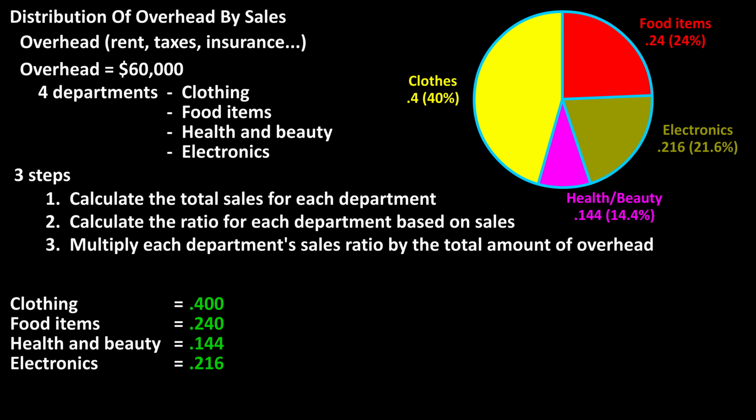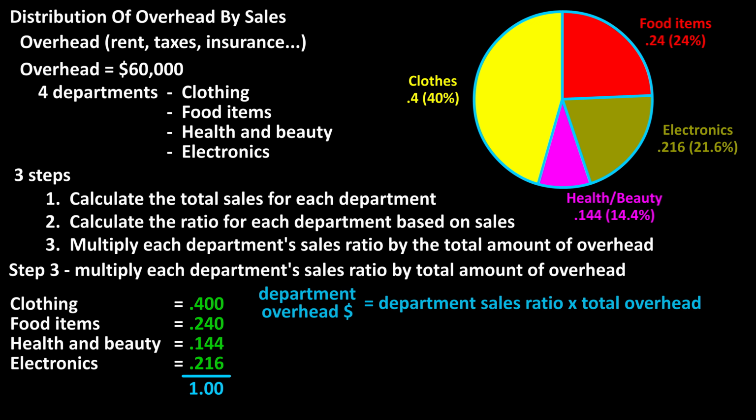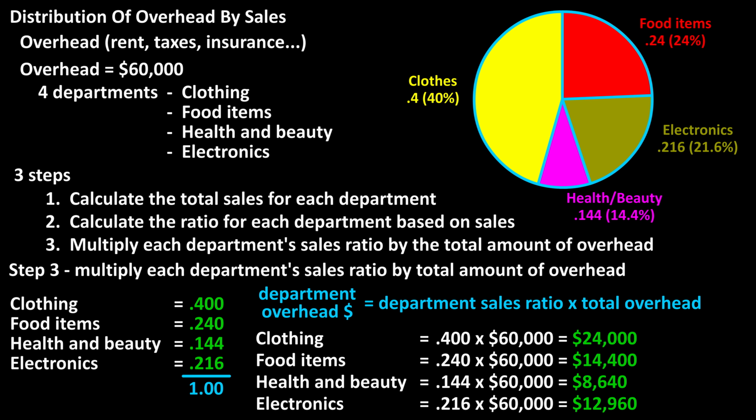Now for step 3. Multiply each department's sales ratio by the total amount of overhead. Starting with the clothing department, we have a sales ratio of 40% or 0.4. So we multiply that by the amount of overhead, $60,000, and that results in $24,000. Now for the food items department, we have 24% or 0.24 times $60,000, which equals $14,400. And here are the calculations for the health and beauty and electronics departments. And that completes step number 3, and the process is complete.